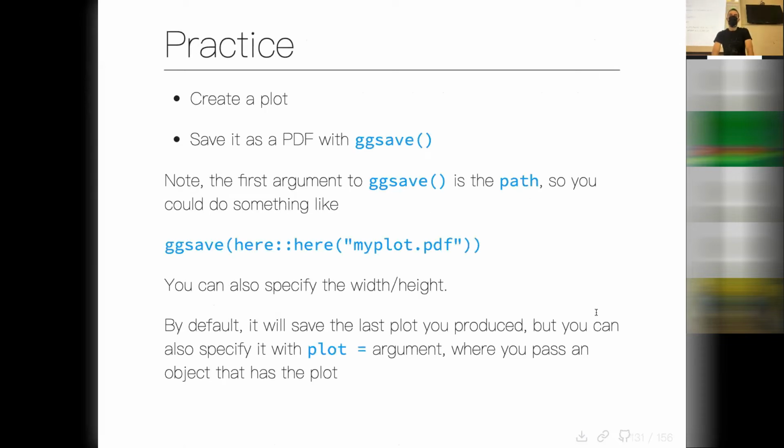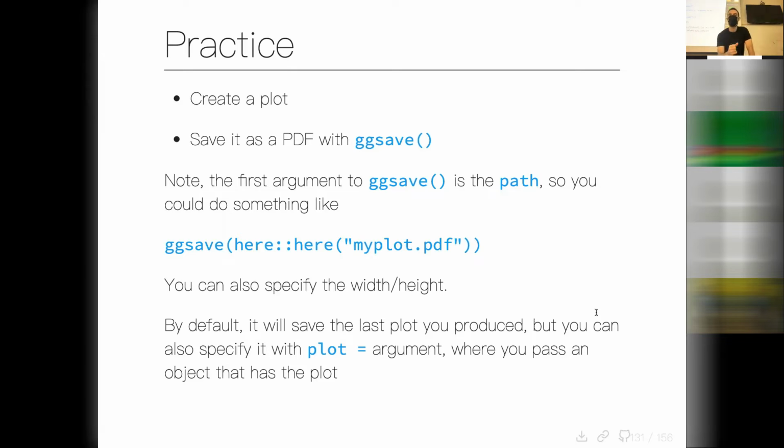Okay, so we're going to practice here for a minute. What I'd like you to do is create a plot, and I forgot a timer on this one, so I'll just do it on my phone. We're going to create a plot. Any plot you want. It shouldn't be a super complicated one. It should be one that you can create in, 30 seconds, maybe. And then I'd like you to save it as a PDF using ggSave, okay?